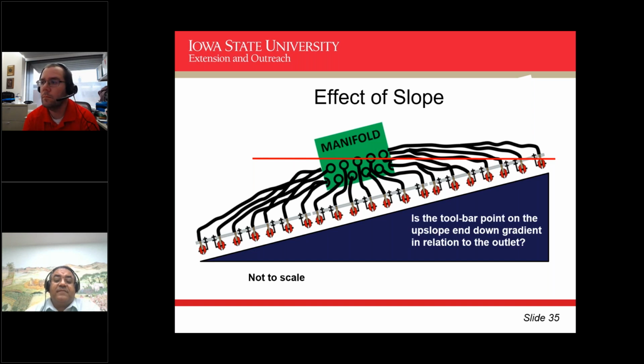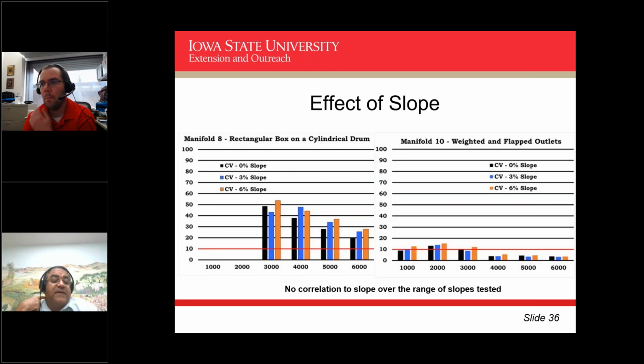So where is the manifold in relation to the outlets, and how are those hoses laid out? We were able to see as we increased our slope in our tests that as the slope gets higher, the variability does increase across the toolbar. So we were able to capture that in our performance data as well.